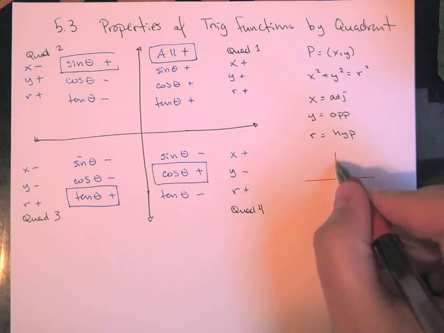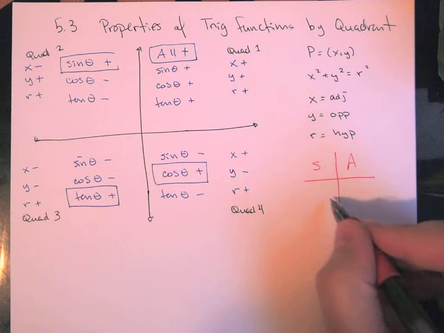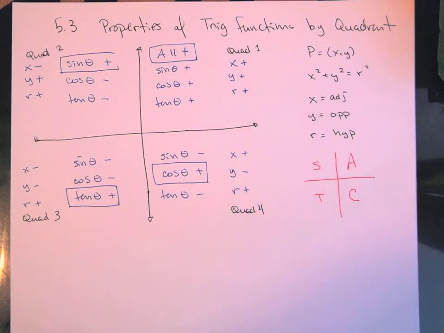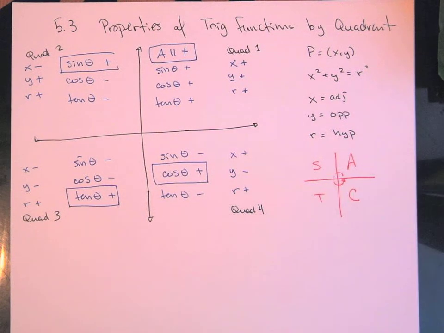What you see sometimes people write out is A for all, S for sine, T for tangent, C for cosine, so working through the quadrants. And I've heard people say, a smart trig class, a spectacular trig class, a super tricky cat. Any kind of thing that you want to make up, any silly phrase works here.